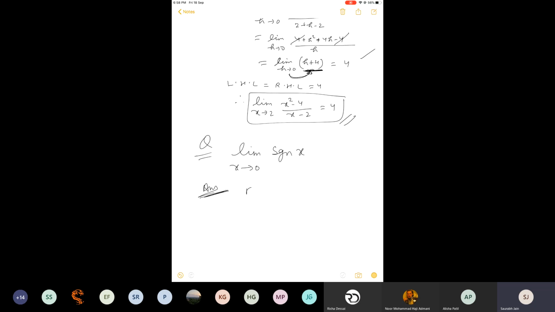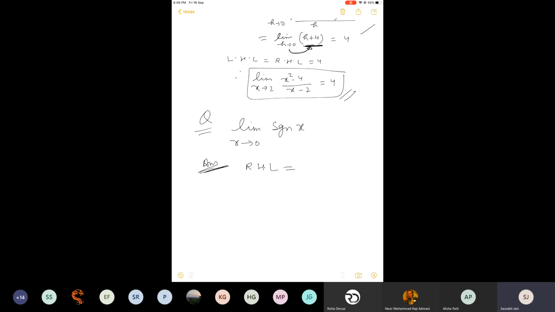Let us break the question in parts. If anyone can tell me what is RHL. Yes, you can try. You may be wrong. It is okay. You should know whether you are thinking in the correct way or not.